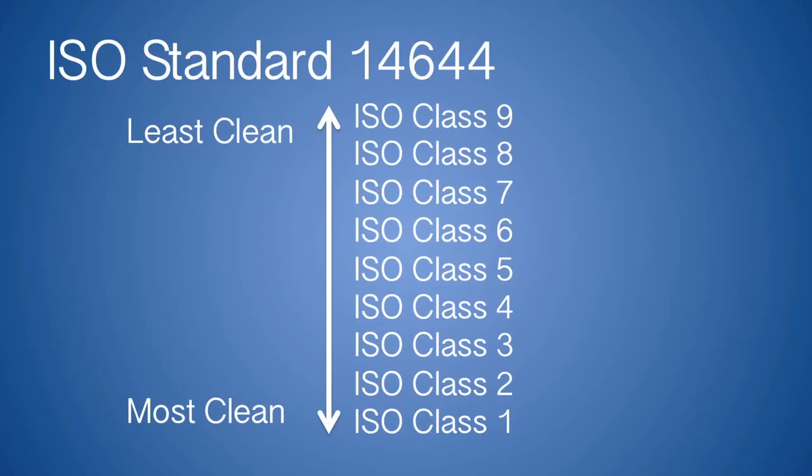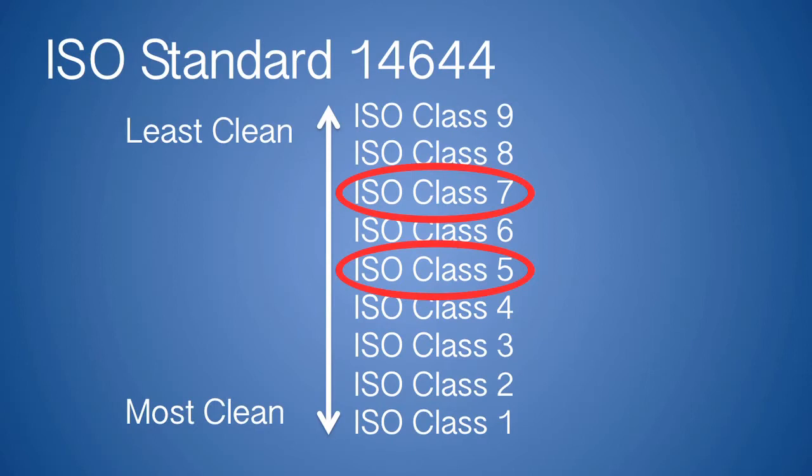Cleanrooms are classified under the ISO standard 14644. The classifications are based upon the amount and size of airborne particles in a cleanroom at any given time. The ISO standard covers 9 classes of cleanrooms, with Class 1 being the cleanest and Class 9 being the least clean. This video primarily covers ISO Class 7 and ISO Class 5 cleanrooms, as these are some of the most common classes of cleanrooms used. ISO 5 cleanrooms are much cleaner than ISO 7 cleanrooms, and hence, more precautions must be taken to limit contamination.